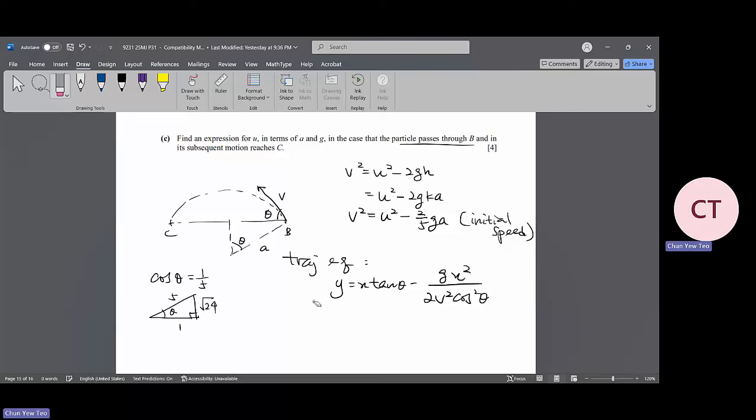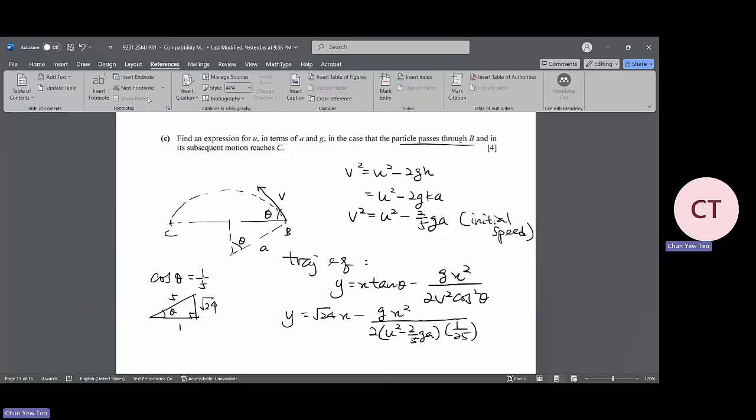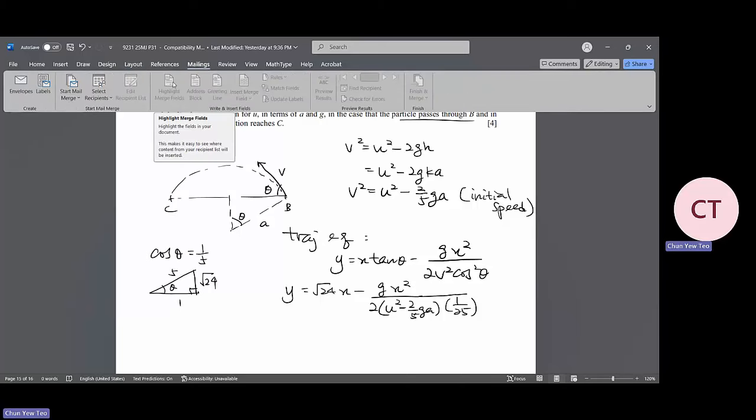So you will get this equation as y equals square root of 24 x minus g x square over 2 v square cos square, where cos square will be 1 over 25. The things over here look a little bit messy, but we can just leave it at the moment.